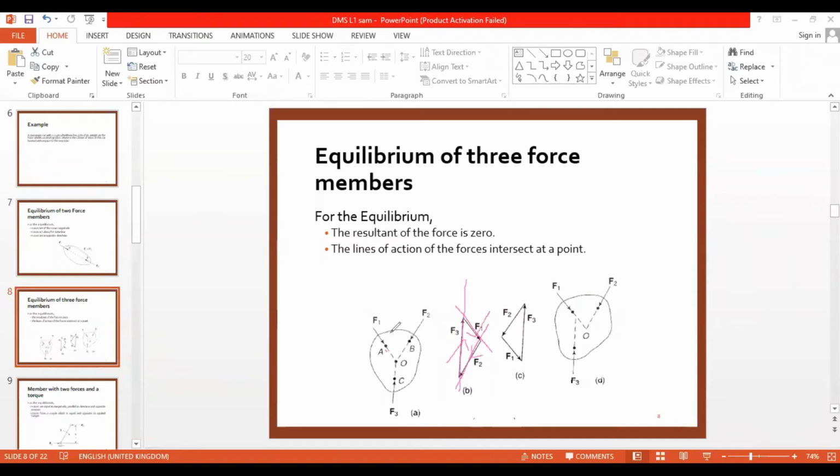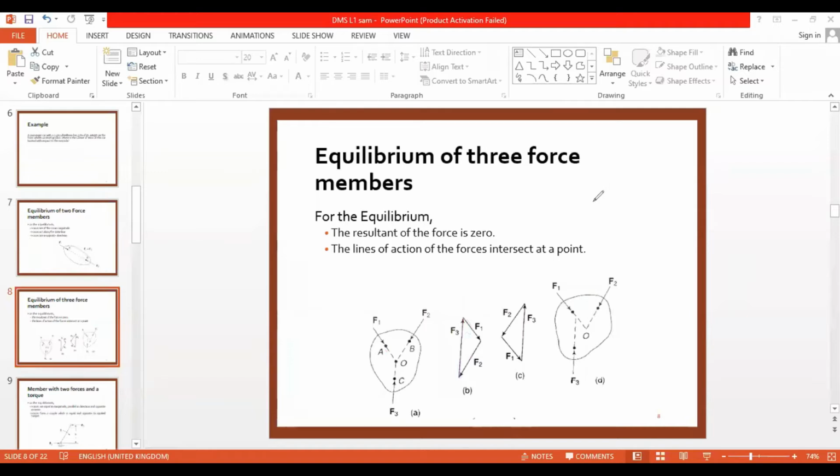So if you want to check whether these 3 points are meeting at a particular point, either you can extend the lines and check, or else you can draw them in a triangle and see whether it is forming a complete triangle, right? So this is also a way we can check.